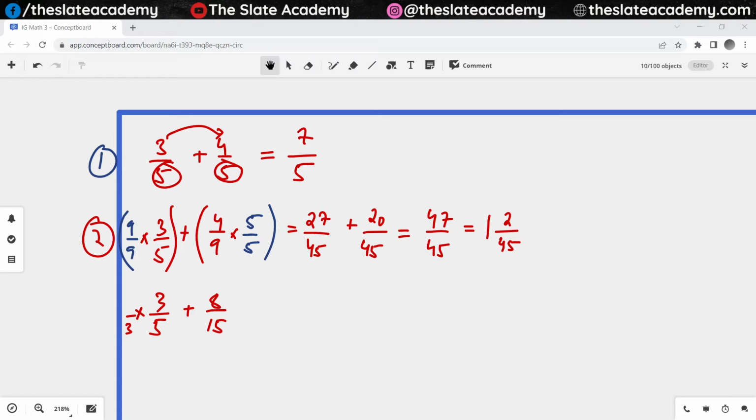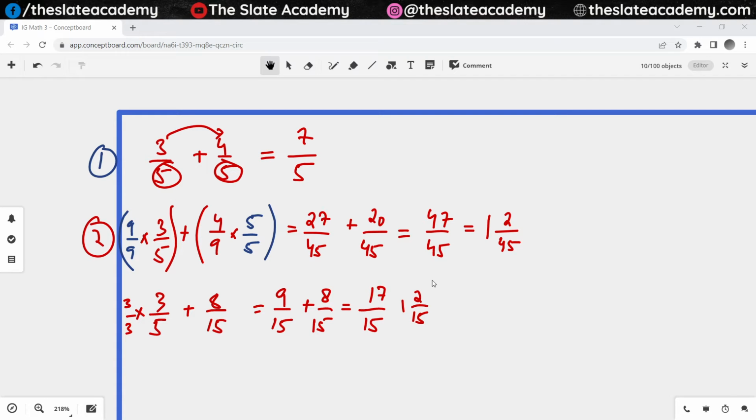So if I'm multiplying the denominator with 3, I'll have to multiply the numerator with 3 as well. That would give me, for the first fraction, 3 3s are 9, 9 by 15. The second one stays the same, 8 by 15. And now I can add the two fractions, 9 plus 8, that would give me 17 by 15. And 17 by 15, the final answer would be 1 whole 2 by 15, right?